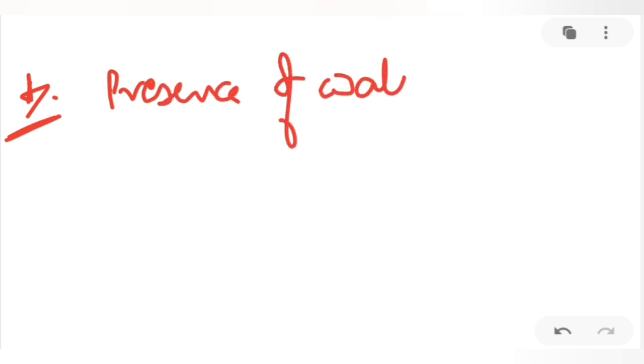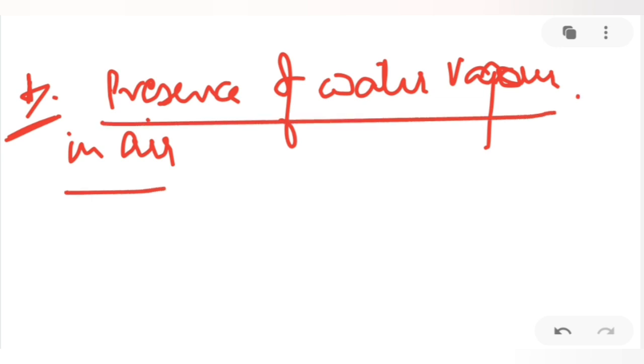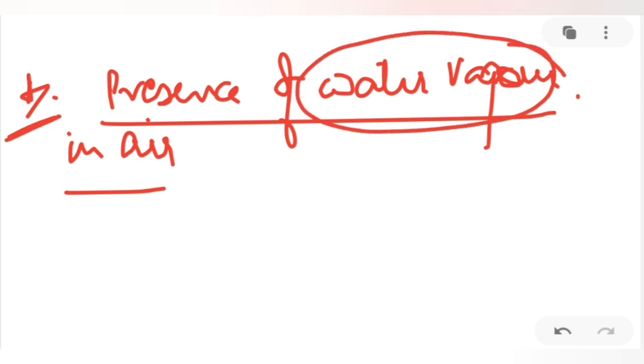Now we have another experiment to show the presence of water vapor in air. I have already told you that water is present in the form of water vapor in the air around us, but we are not able to see it. So that is why there are some experiments which will let you know that this water vapor is present in the air. Since we cannot see it, we can see it with the help of some experiments.